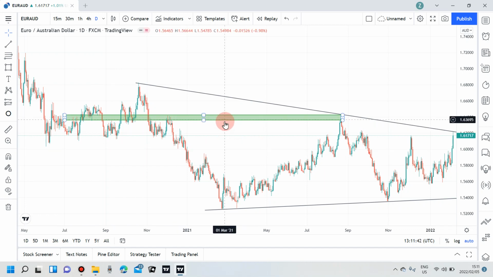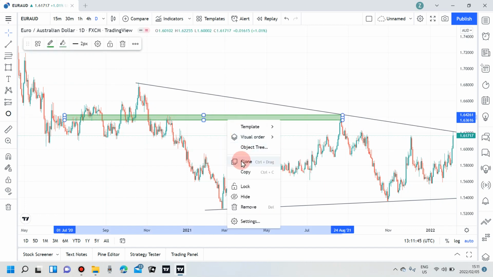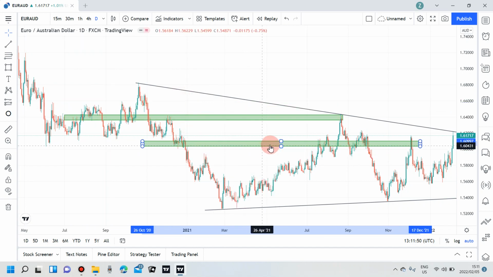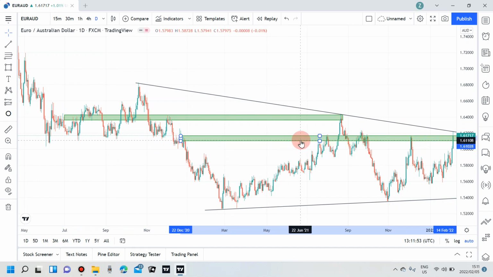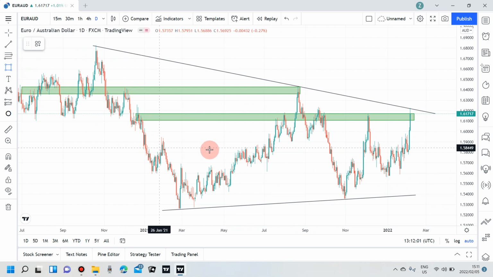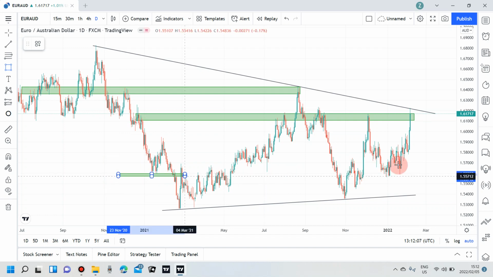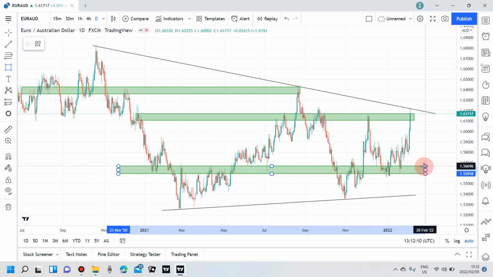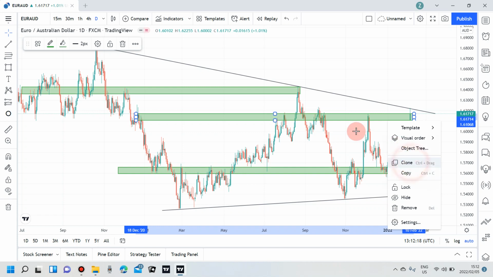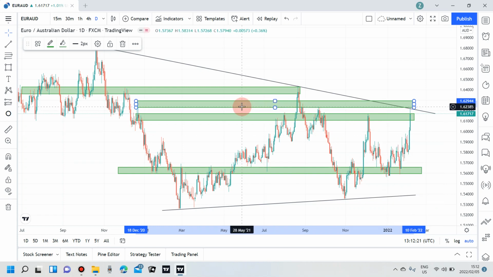I also recommend that you draw at least up to 4 zones or 4 key levels where the market reverses a lot, right? This is my third zone. Yes. And now I'm gonna place my last zone.